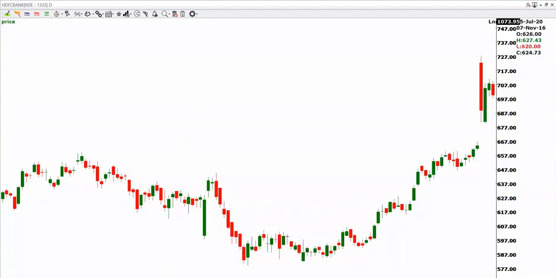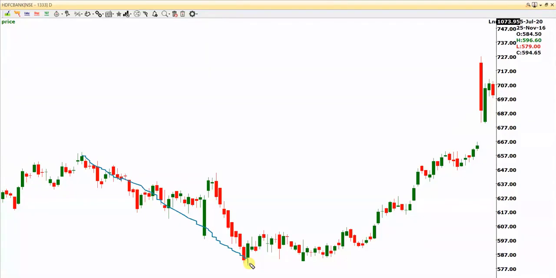So the simple definition of accumulation is buying a stock gradually based on the fair valuation, right? Now look at this particular graph. From here to here, HDFC Bank corrected about 15%, close to, and the time it took is about 2 months, close to 3 months.